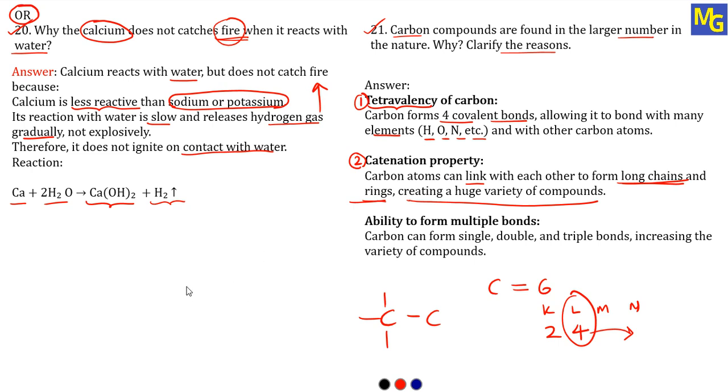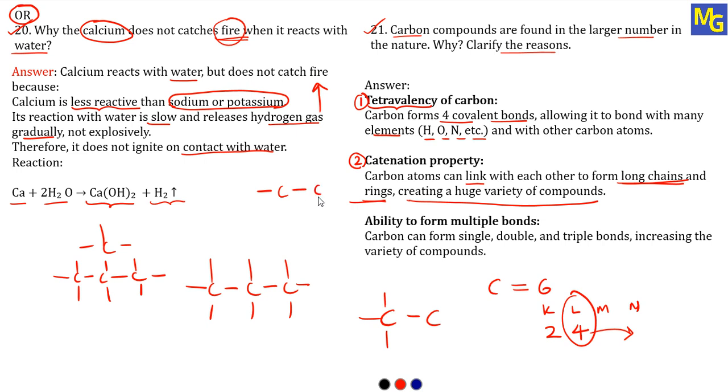So for example, it will form a chain like this. See here, the remaining valencies will be balanced with the help of hydrogens, or it may form a branched compound like this. See, like this, it may form a branched compound. Or it may form a ring like this. See, it is a ring of 4 carbons. So like this also it may form a ring compound. Because of this property, we can see a huge number of carbon compounds in nature. This is the second reason.